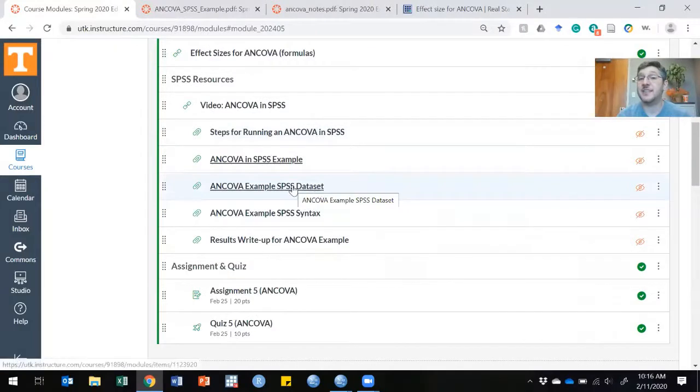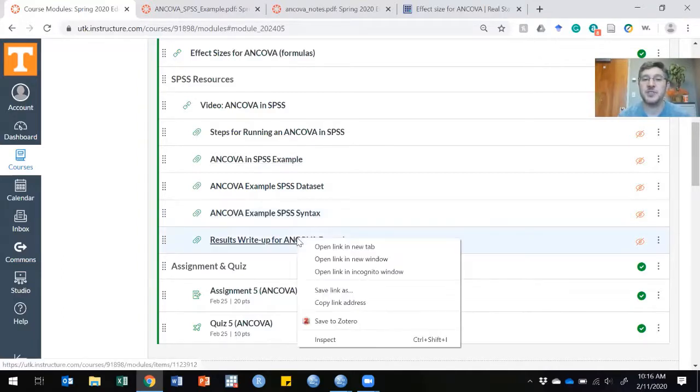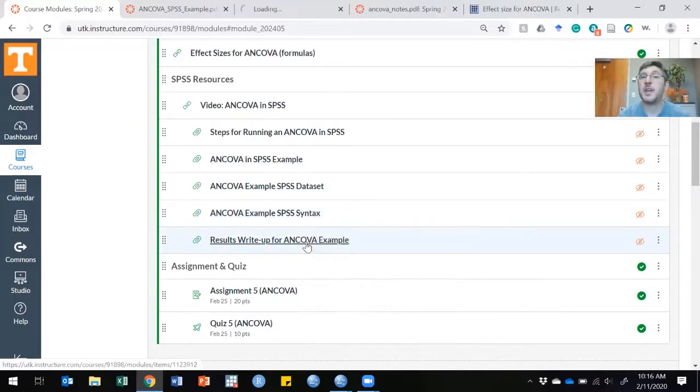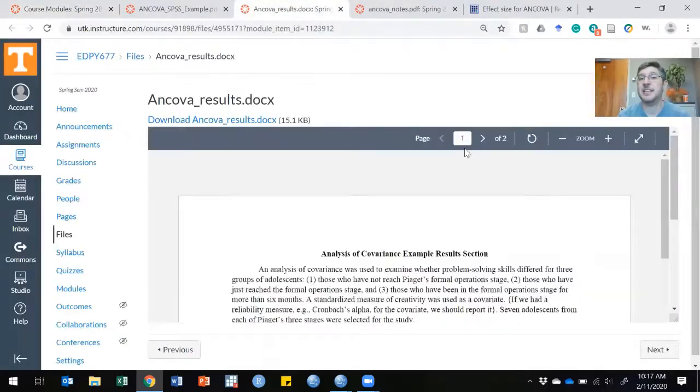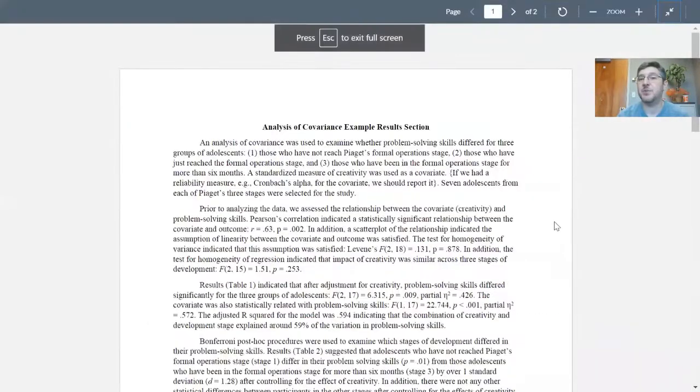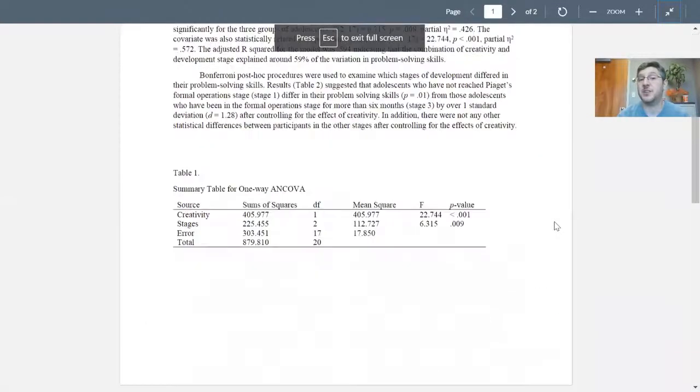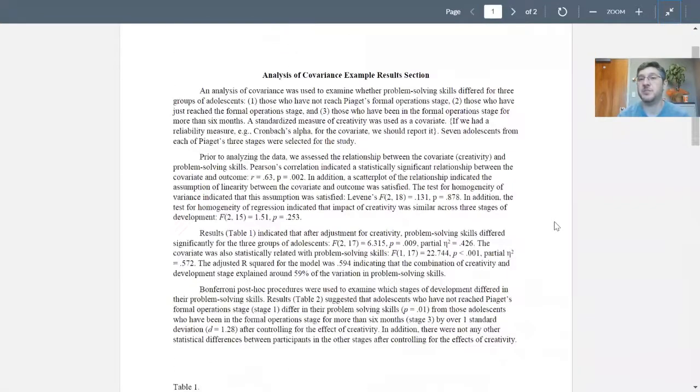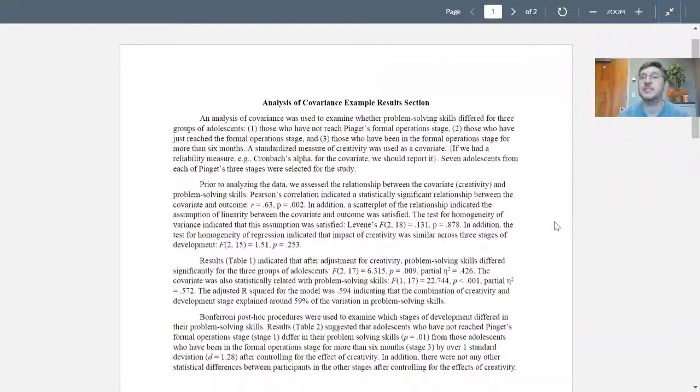Here's the dataset file. Here's an SPSS syntax file. So if you want to see the syntax that you can actually run, some of the commands are a lot easier to run in syntax than they are through the drop-down menus. So that might interest you. And I've also written a results section for this example, so you can see an example of how you might write up the results from an analysis of covariance.